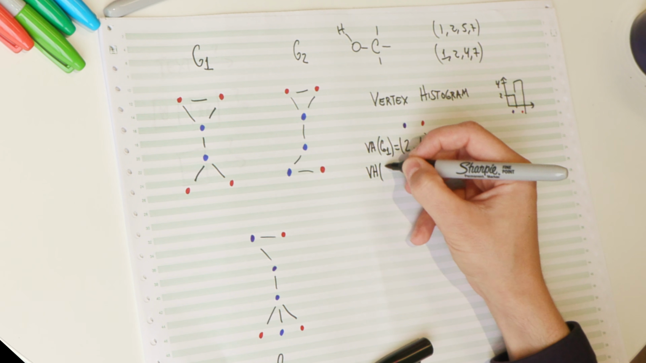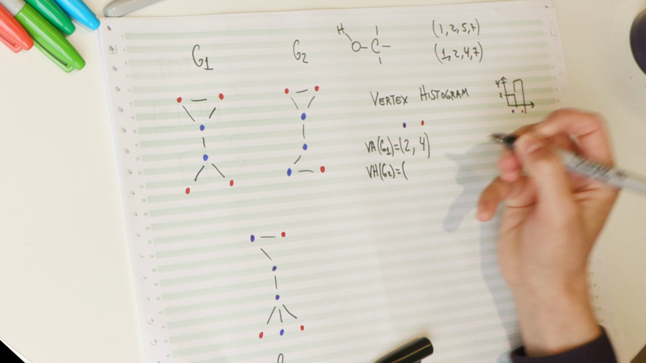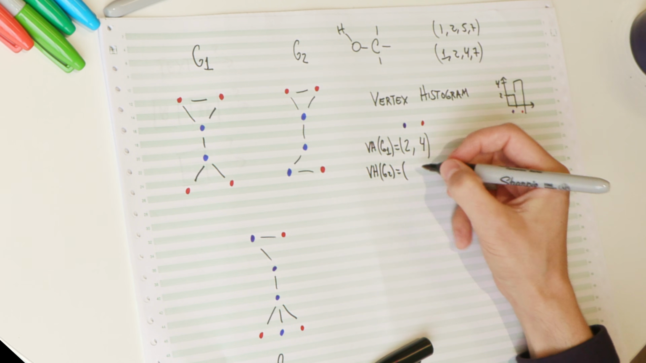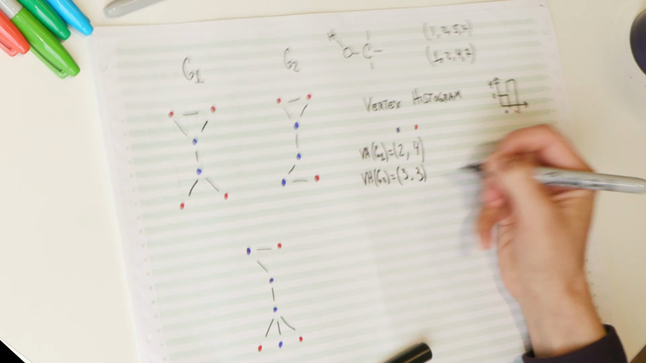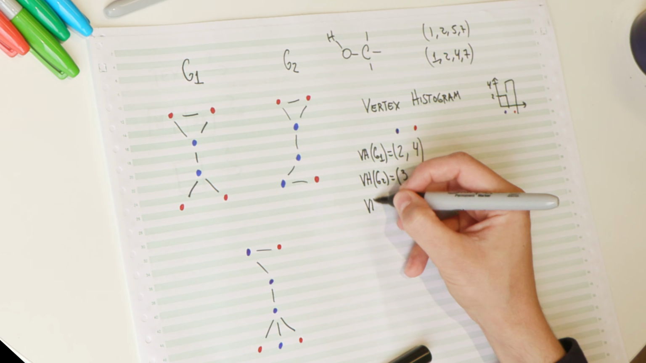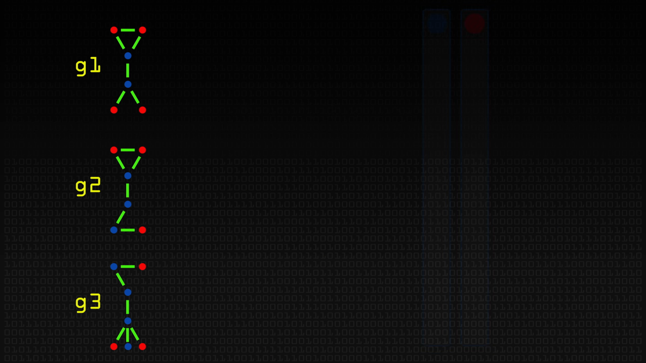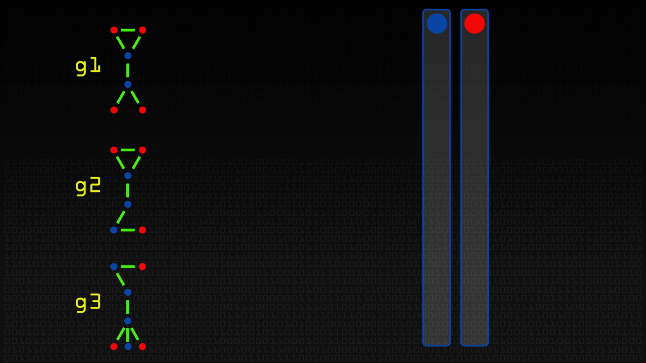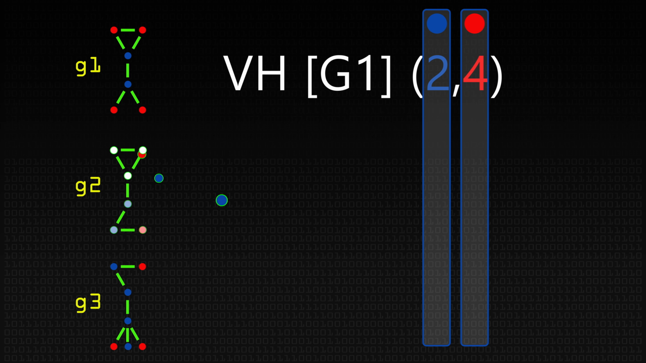And then the vertex histogram of G2. What happens? Well, I have 3 blues here and 3 reds. So this is going to be a 3, 3. So you see what I'm doing? I'm suddenly creating a vector that sort of represents the graphs. Now, you're probably thinking there are many things that we're discarding with this that we're going to analyze later.